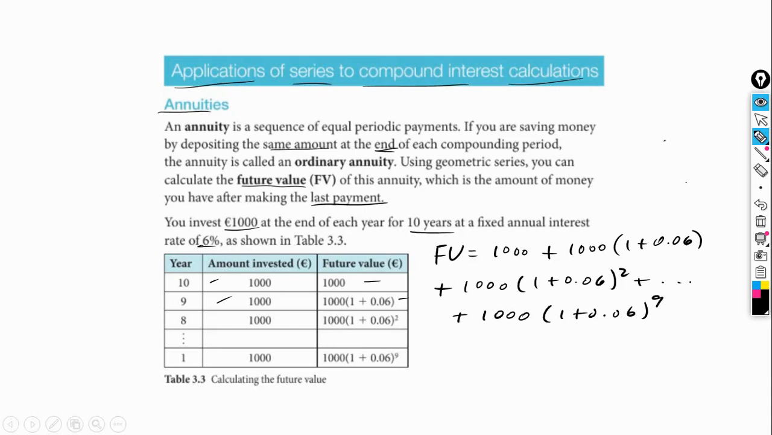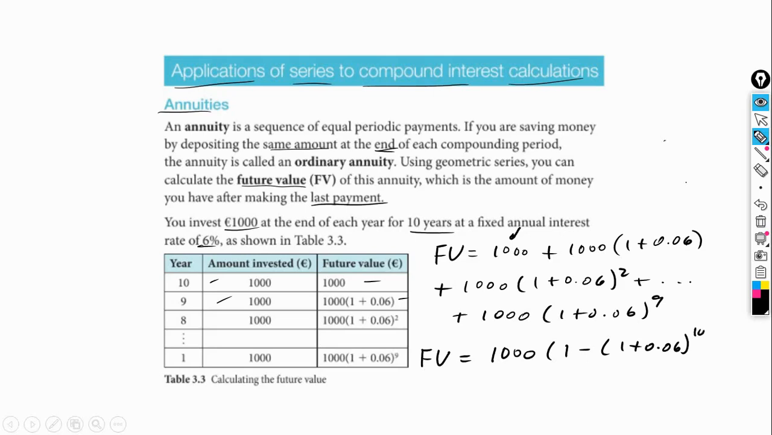1,000 is the first term, so this is the first term. So we could find the partial sum by applying the formula. Then we know that the future value of the investment is going to be first term, 1,000, times 1 minus the common ratio, which in this case is 1 plus 0.06, to the power of the amount of terms.